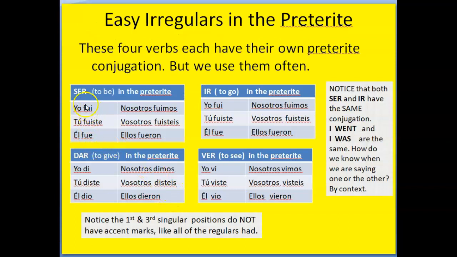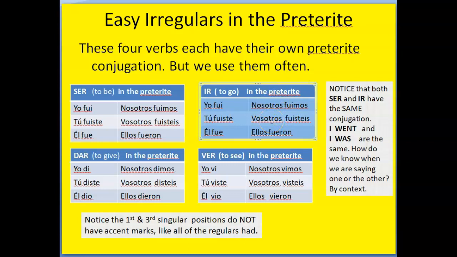Our 4 irregular verbs start with ser. You know, ser means to be. I am, you are, we are, they are. Yo soy, tú eres, él es, nosotros somos, ellos son. In the preterite, it is yo fui, tú fuiste, él fue, nosotros fuimos, vosotros fuisteis, y ellos fueron. An interesting thing, ir, which means to go, has the exact same construction in the preterite. So if I want to say I went or you went, I'll be saying yo fui, tú fuiste, él fue, nosotros fuimos, vosotros fuisteis, ellos fueron.